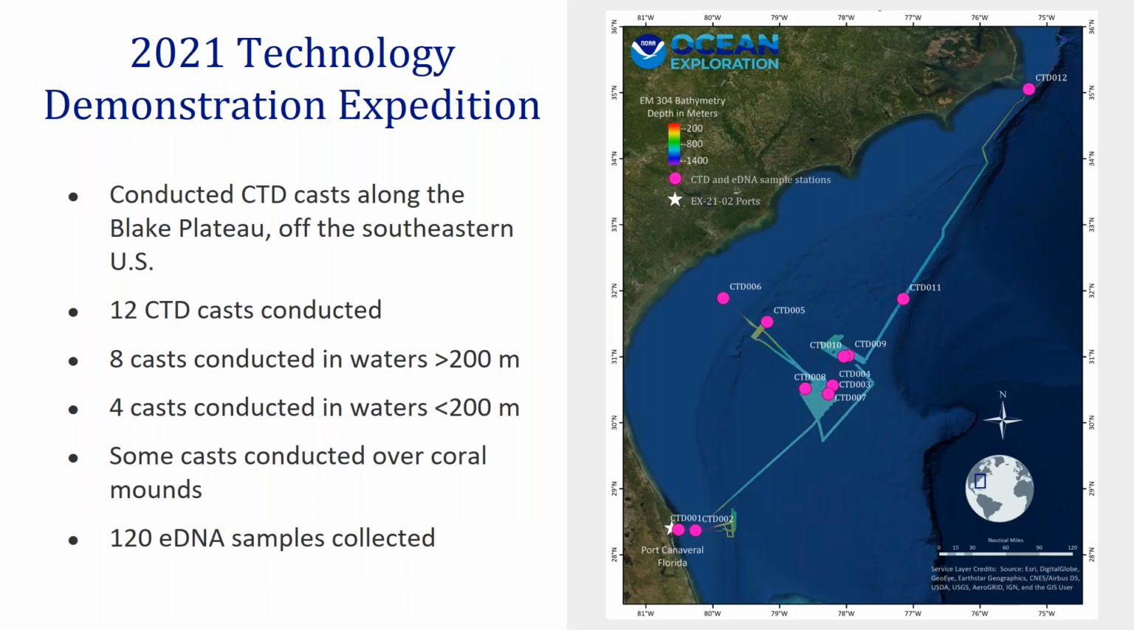So the work was carried out during the 2021 technology demonstration expedition. We conducted all our water sampling via CTD casts along the Blake Plateau, which is off the southeastern United States. We conducted 12 CTD casts, 8 in deep water and 4 in shallower water as other technology demonstration work was ongoing. Some of these casts targeted coral mounds, and in total we collected 120 environmental DNA samples.